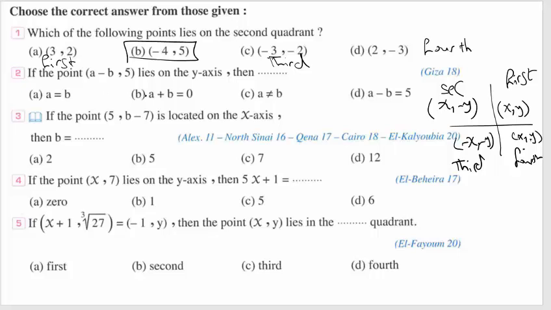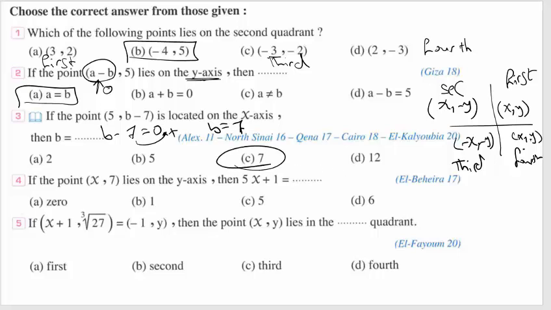A minus b and 5 lies on the y-axis. Any point on the y-axis, so a minus b should equal 0. A minus b equals 0 if a equals b. The third point, 5 and b minus 7, is located on the x-axis. If it is located on the x-axis, then b minus 7 should equal 0, because any point on the x-axis, its y, or its second image, equals 0. I will put 7 here, so b will be equal to 7.